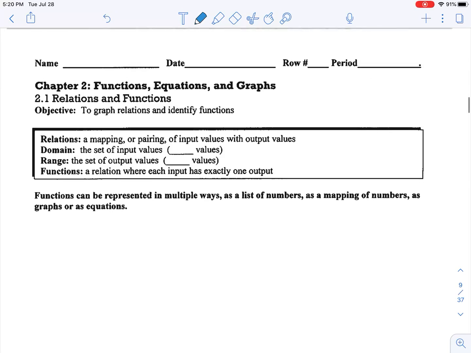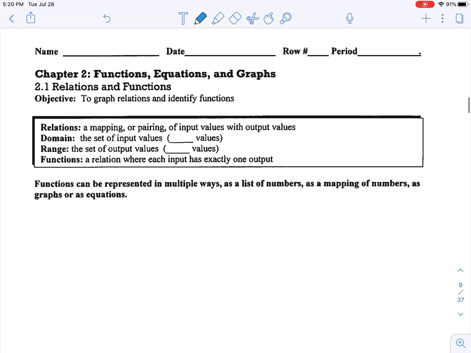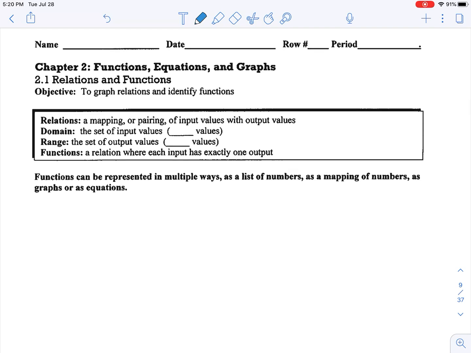In Chapter 2, we're going to discuss functions, equations, and graphs, really of linear equations and what we reviewed in Algebra 1. A relationship is really any pairing of x and y values, or your input and output values, without any specifications on values repeating, whether it's in the domain or range.